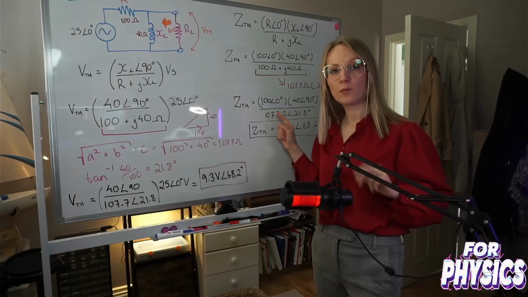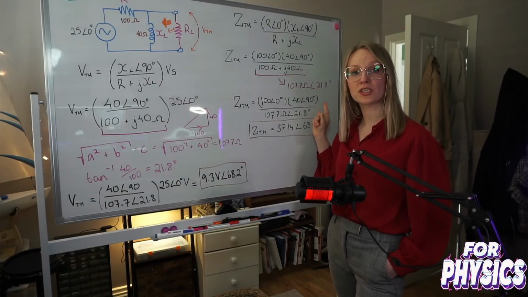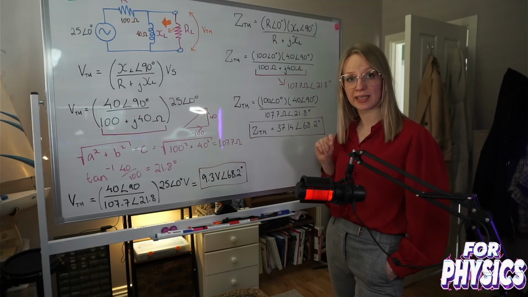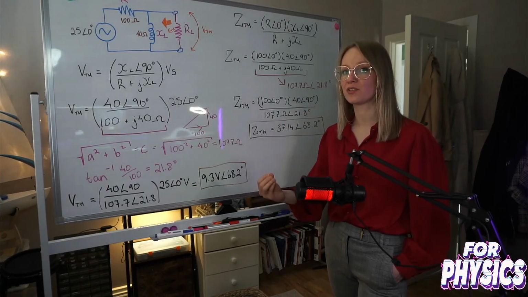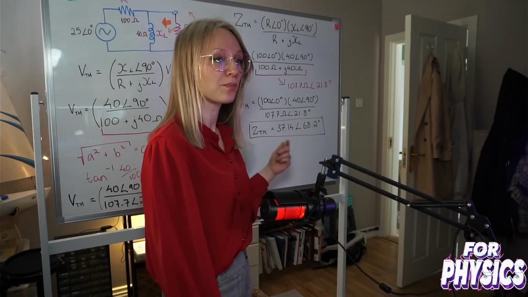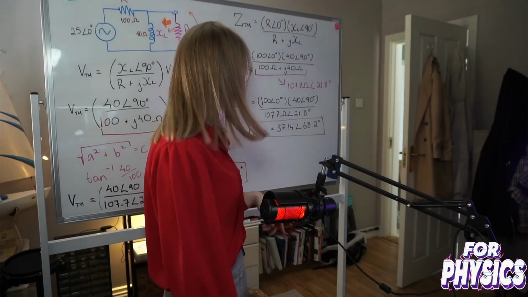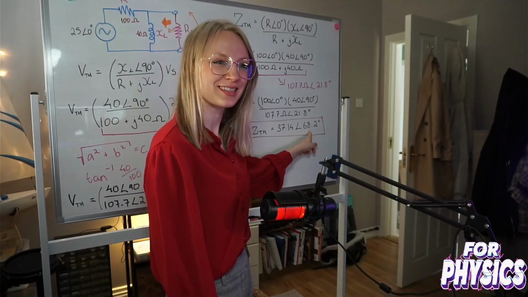Subbing in the values, we can multiply and divide the magnitudes as always, but make sure to subtract and add the angles accordingly. If the values are being multiplied, we add the angles. If the values are being divided, we subtract the angles. Our final answer is 37.14 ohms, forgot my unit, at an angle of 38.2 degrees.